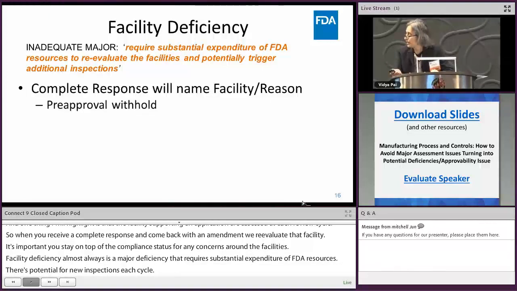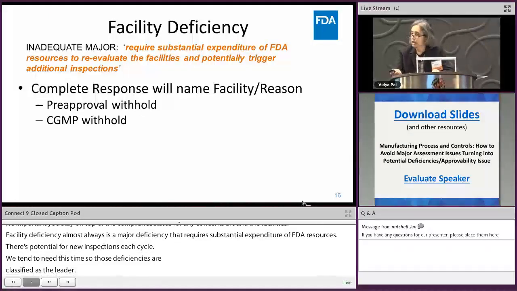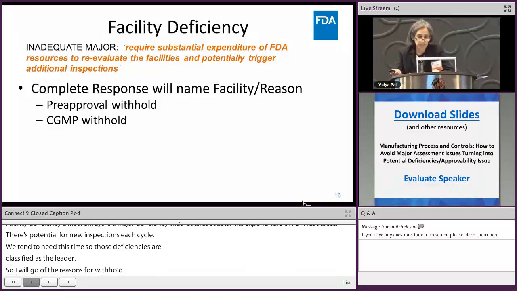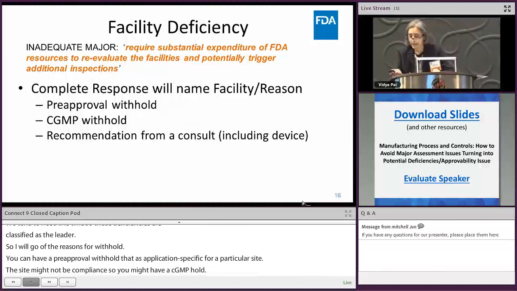So I'm going to briefly go over the reasons for withhold. You could have a pre-approval withhold. This would be really application specific for a particular site within the application. A site might not be compliant, so you may have a CGMP withhold. There may be risks that remain to be addressed for areas such as a device coverage that is inadequate. So that's something that could be a reason for a facility deficiency.